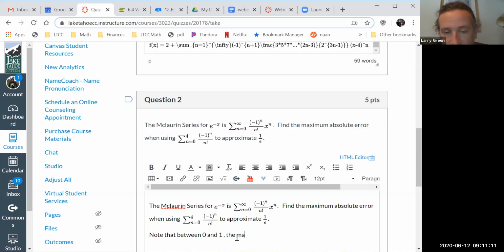So the maximum of the fifth derivative, or any derivative, because that's one of the nice things about e to the negative x, is 1. Therefore, the maximum error means we just plug in 1 into the fifth term, is 1 over 5 factorial, which is 1 over 5 times 4 times 3 times 2. So that's 20, 60, 120. 1 over 120.